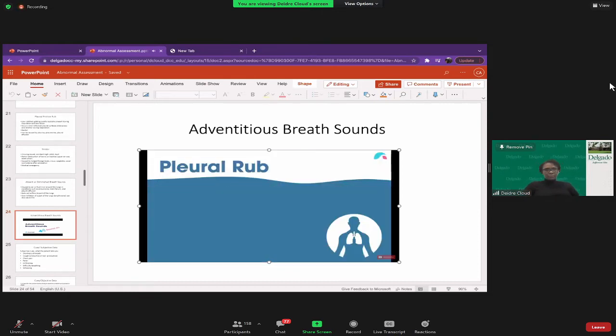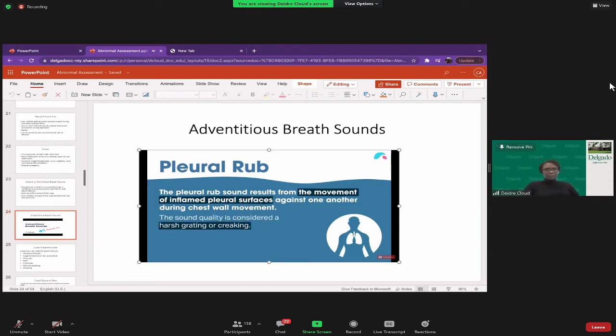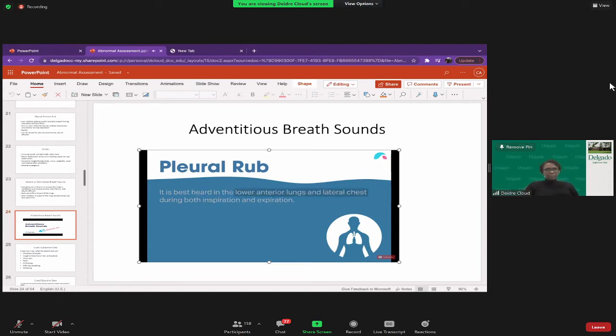Rub. The pleural rub sound results from the movement of inflamed pleural surfaces against one another during chest wall movement. The sound quality is considered a harsh grating or creaking. Potential causes include tuberculosis and pneumonia. It is best heard in the lower anterior lungs and lateral chest during both inspiration and expiration.